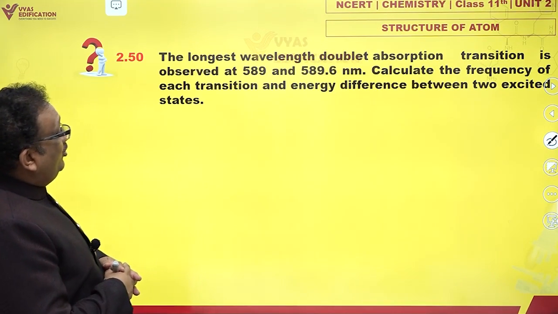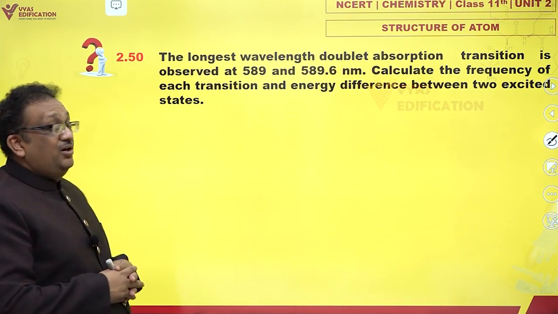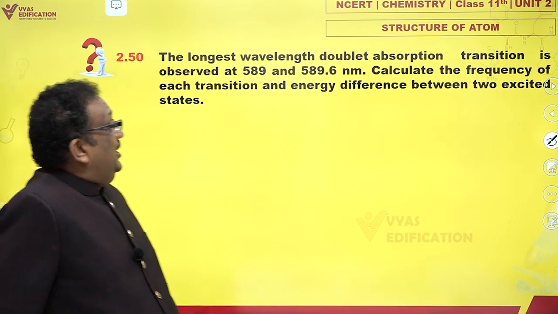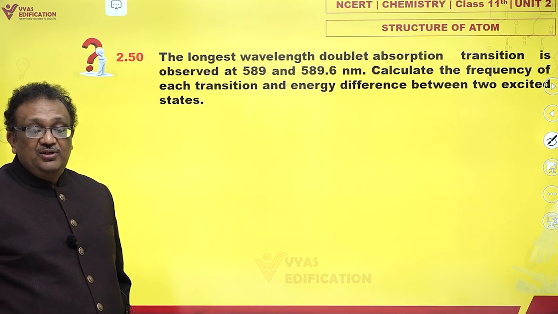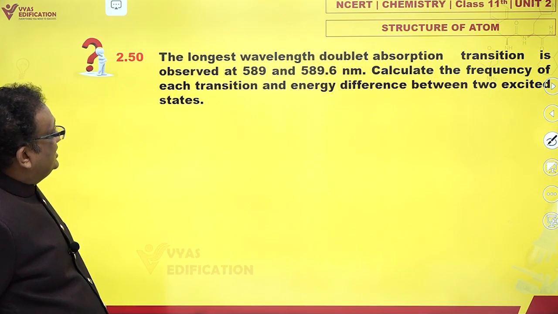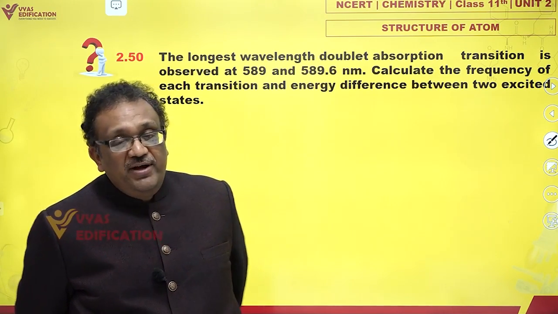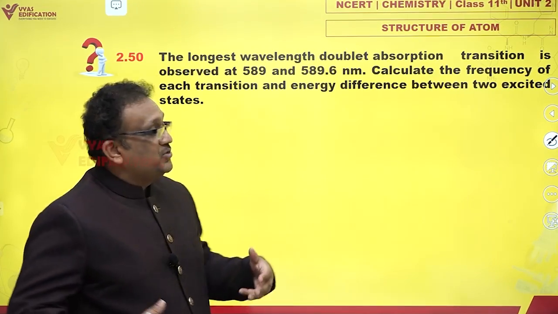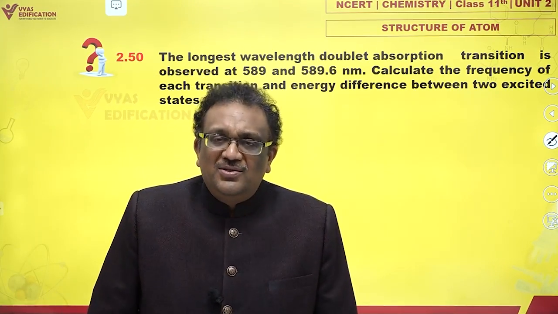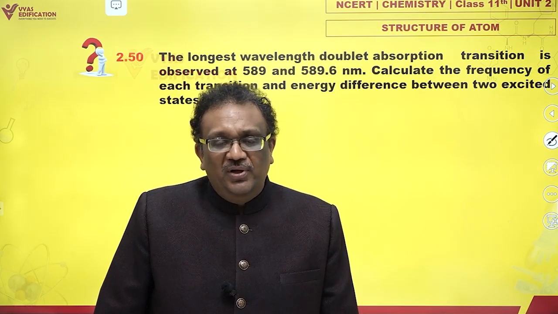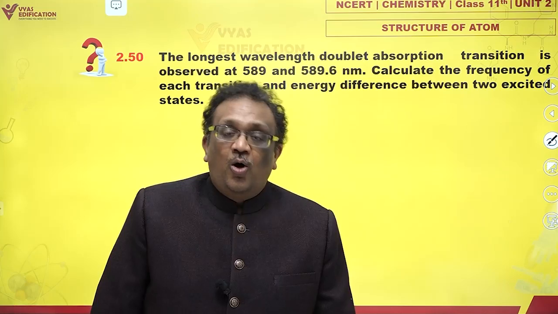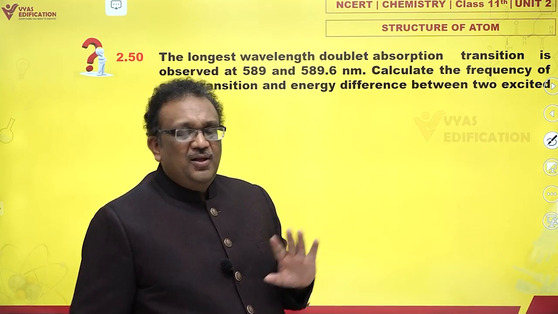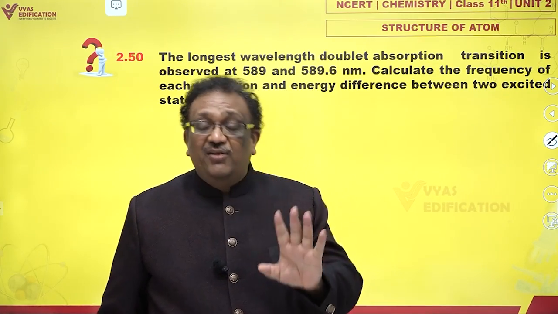The longest wavelength of doublet absorption transition is observed at 589 and 589.6 nanometers. Calculate the frequency of each transition and the energy difference between the two excited states. The moment a student reads this, some students are immediately distracted by what a doublet absorption transition is. For the sake of problem solving, it's great if you understand, but all it means is that two photons are being absorbed, which are close in energy.